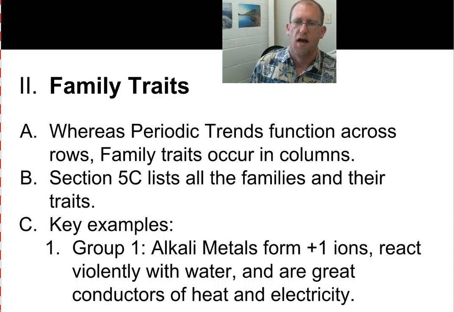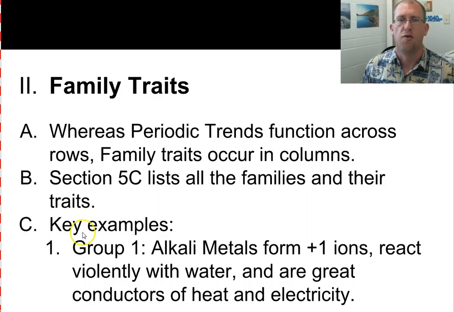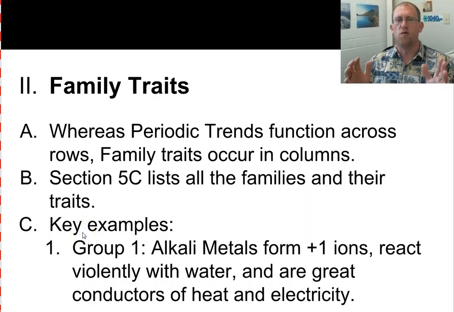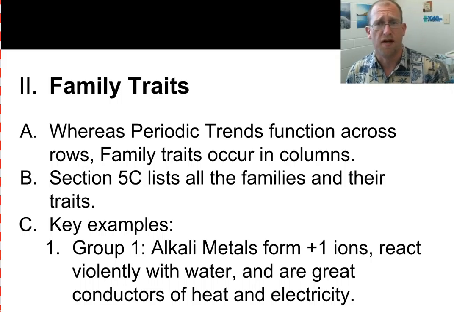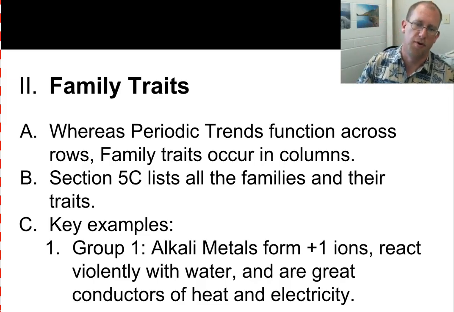Family traits. Groups are the columns, periods are the rows. So we were talking about the rows. Now we're going to talk about the columns. And so section 5C in your book has all the families. I'm just going to show you 4 of them, and you'll get the idea of what we mean by a family trait. A family trait are chemical properties that are shared down a column in the periodic table.